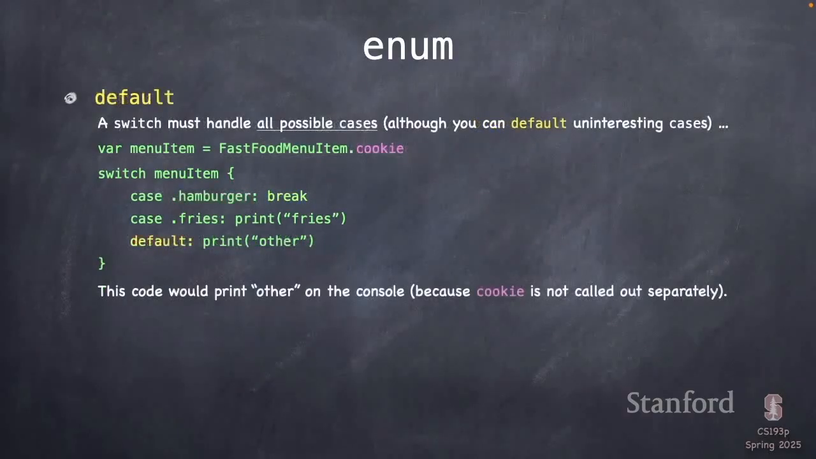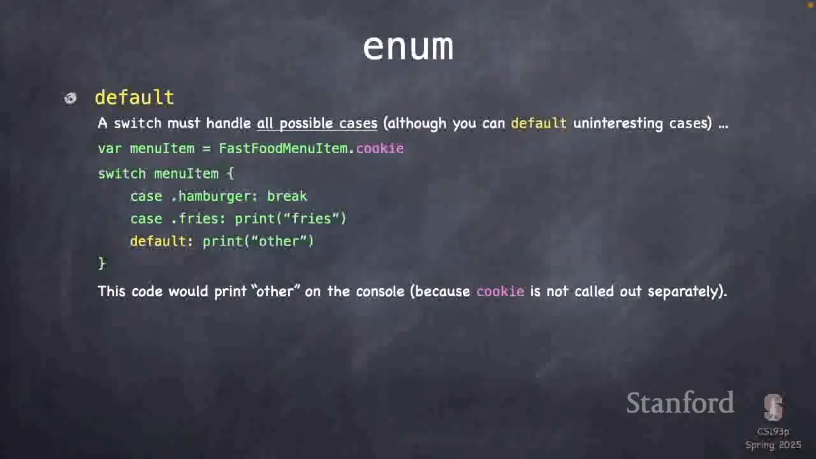There's also default. I told you that in a switch, you have to switch on every possible case. Well, default lets you say, and the rest of the cases are this. So here I have hamburger, I'm breaking still. Fries, I'm printing fries. And then for default, I'm just printing other. So that would work for the cookie. That's going to work for the drink. It's just going to print other.